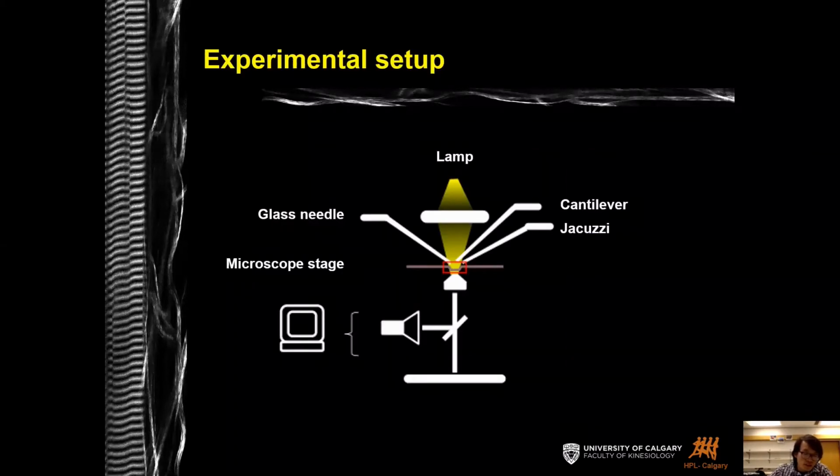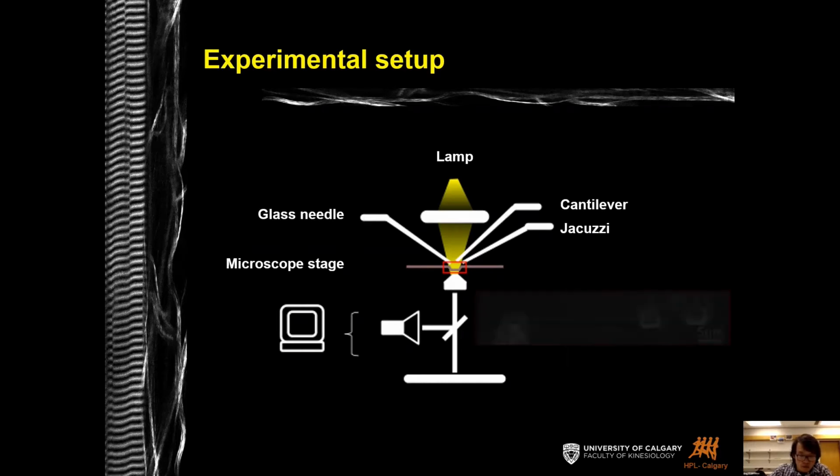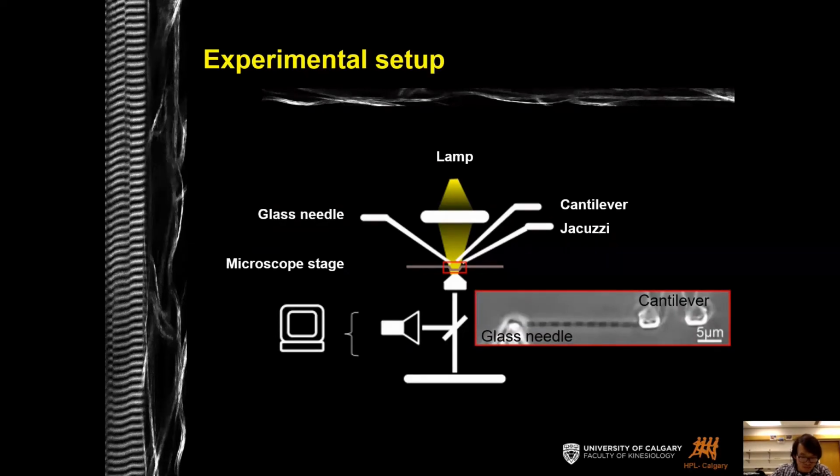Our experimental setup is summarized in this simplified figure. Now we have isolated myofibrils lying in a chamber that sits on the microscope stage. And then a glass needle and a cantilever will be positioned via micromanipulator to pick up a myofibril. Under the microscope, we have a view as shown in this inset. On the left is a glass needle, and on the right is a cantilever. The striated specimen in the middle is the myofibril specimen. The Jacuzzi method was used to either activate or deactivate the myofibril by adding calcium solution or relaxing solution to the sample chamber.